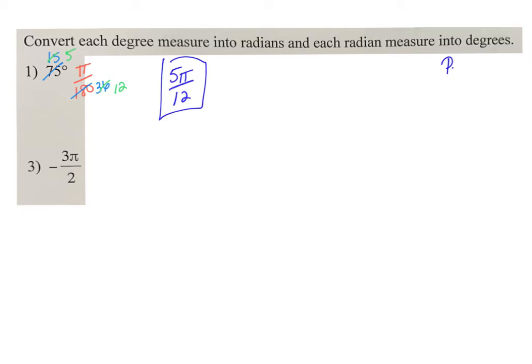By the way, this particular one is on page 233, converting. All right, so for the next one, I have it in radians. I want it in degrees. So I'm just going to flip it. Instead of pi over 180, I want 180 over pi.